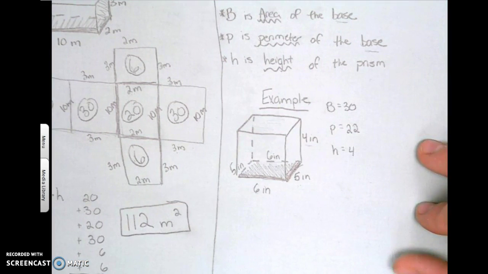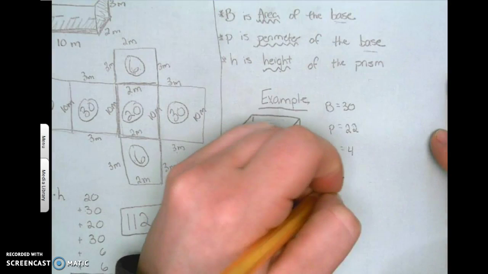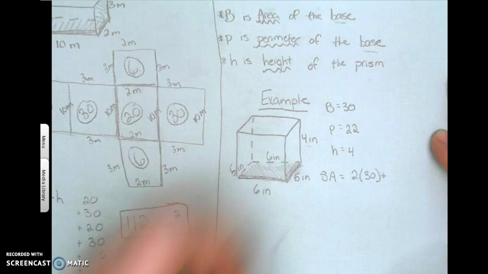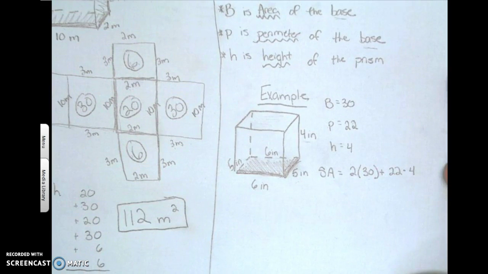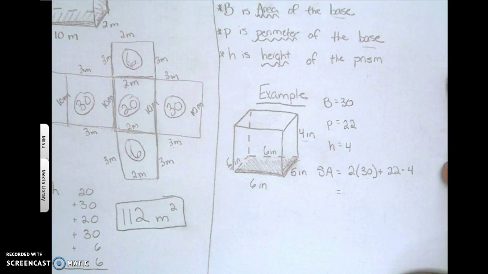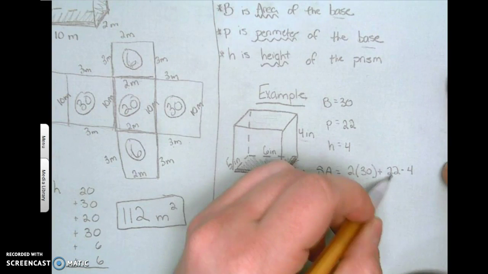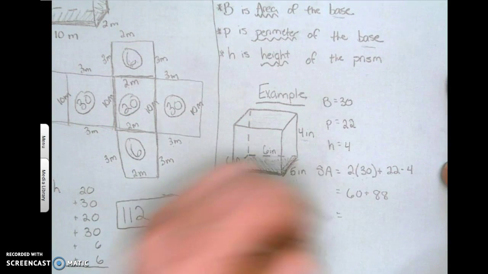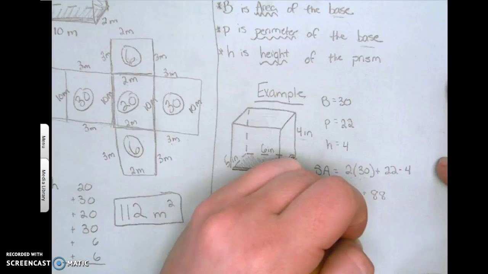We have all the information we need. So now we just have to plug it into our formula. So we've got surface area equals 2 times B plus perimeter, which is 22, times H, which is 4. Now we're going to go through and do our order of operations. So do our multiplication first. 2 times 30 is 60. 22 times 4 is 88. And now when I take 60 plus 88, I should end up with 148.